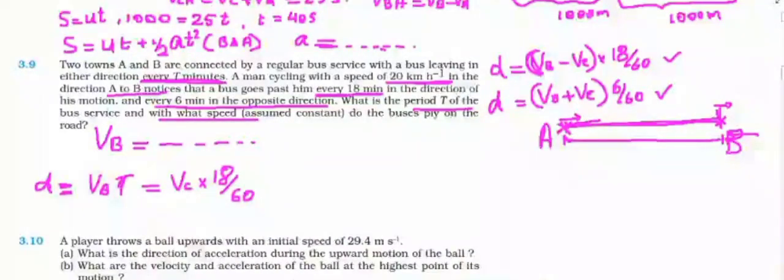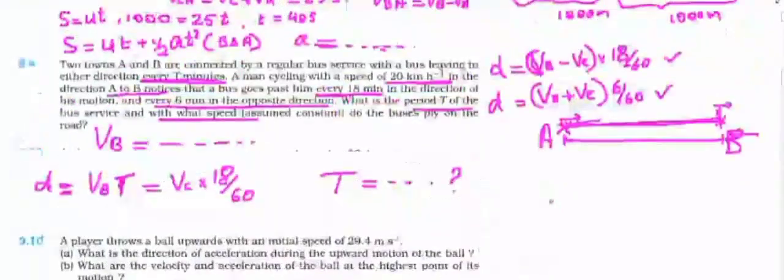So distance traveled by the bus between two overtaking points is equal to speed of the bus into the time interval between two buses. And between two successive overtaking, the cyclist also will travel between those 2 points. Distance traveled by cyclist is equal to speed of the cyclist into time. So you can substitute the value of VB here and you can find the value of T. That's the question 9. Next, question 10.